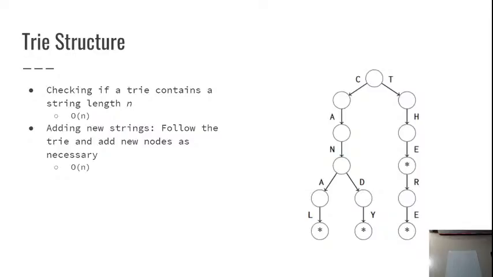The nice thing about tries is that checking if a trie contains a string of a particular length is linear time, which is pretty nice, and adding new nodes is also linear time, which is not the best if you're familiar with binomial or dynamic heaps and stuff like that. It's not the best insertion time, but it's still pretty good for the benefits that we get from it.